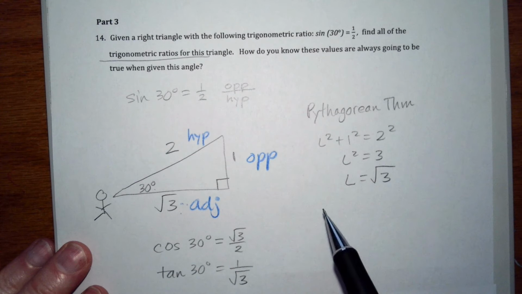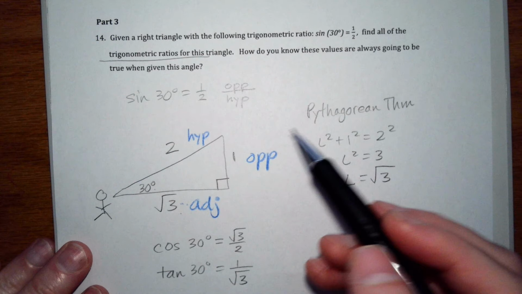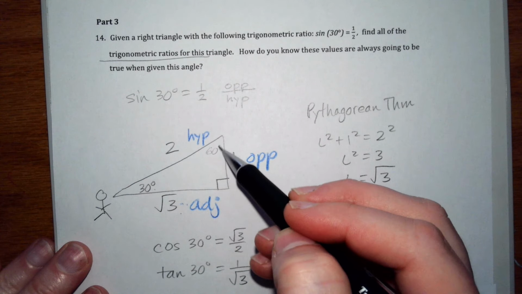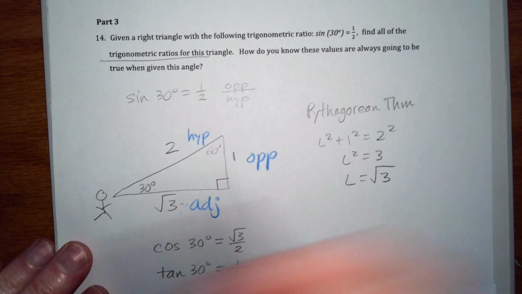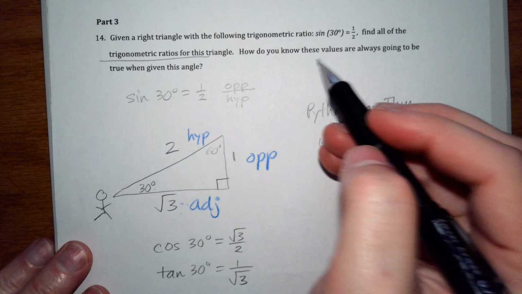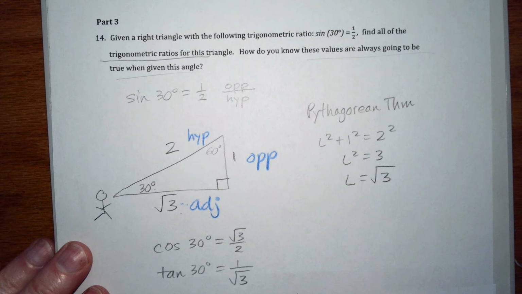Now they asked us for all the trig ratios. I think for the sake of time, I think you guys can figure out that if you move over here and write them for 60 degrees following the patterns earlier, we're going to be all good. Alright, now these values will always work. Okay, I'm just going to tell you that right now.